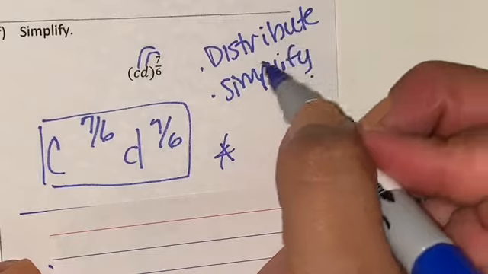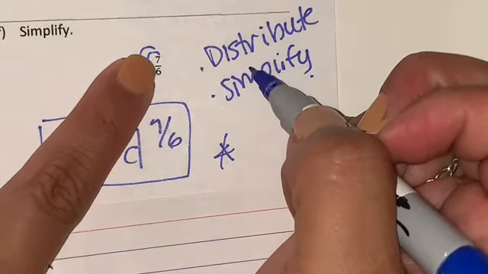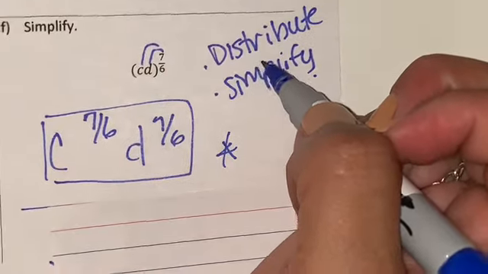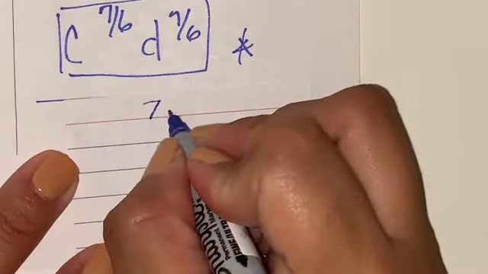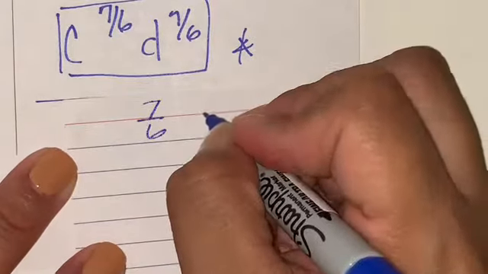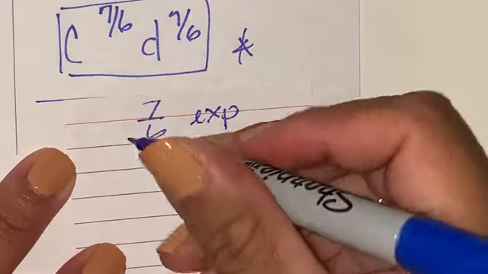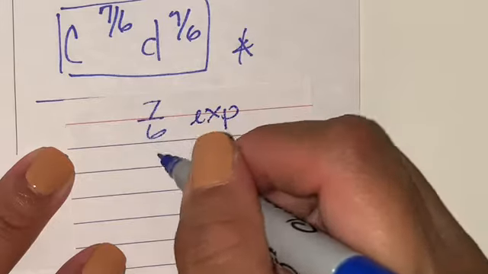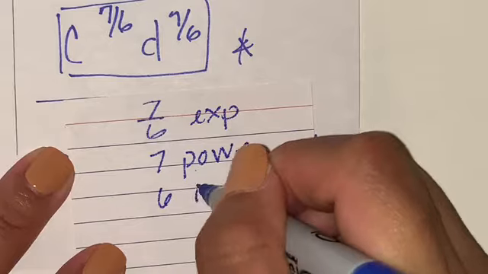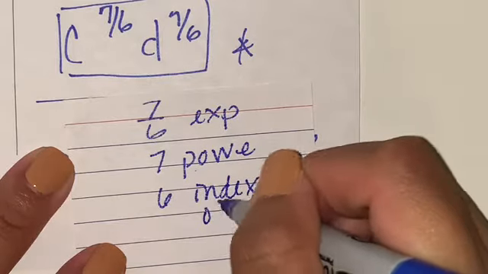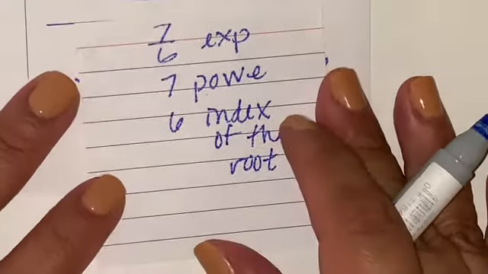Okay, last one is f. You're going to distribute and simplify, but there's two answers to this. So if I distribute the 7/6 to each term, that's my solution. Another way of looking at this is saying, if we just look at 7/6, what you need to know is that this is the exponent, but these are the parts of the exponent. So the 7 is going to be the power, and the 6 is going to be the index of the root, which means that it's going to go on the outside of the root.